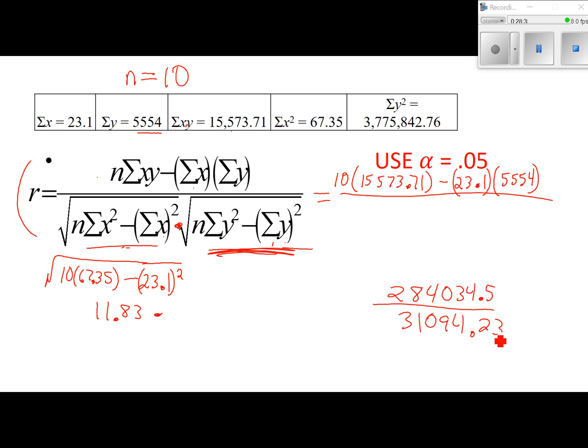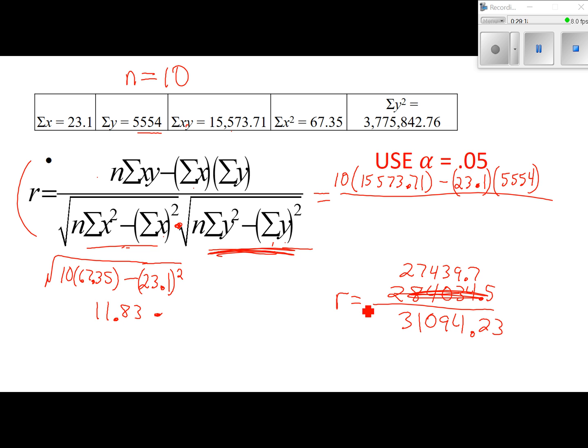I'm going to go back and redo the top here because I probably hit something wrong. 10 times 15,573.71. This is why when you guys are sitting in here, I have you work it out on your calculator too, so that if I hit the wrong button, we can figure it out. Up here, this is actually 27,439.7. Not sure what I hit wrong, but I hit some button wrong. And then I just divide those two. And that's going to give us what our R is.